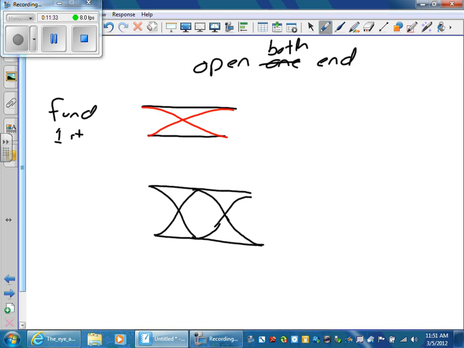That'll be your next one. Now instead of one node, you've got two nodes. And then you can keep going from there. I think your imagination can get where you need to go.